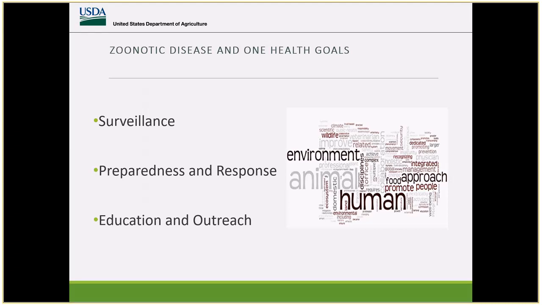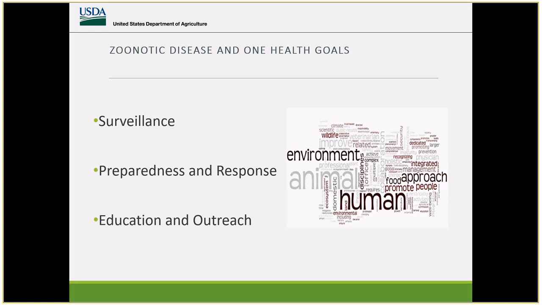For preparedness and response goals, we want to prevent, detect, and respond to zoonotic diseases and One Health issues as quickly as possible using a multi-sector One Health approach and strategies that protect animal agriculture, animal, and public health. We also want to identify and implement best practices for partnering and communicating with cross-sector officials and other One Health partners during zoonotic outbreaks and One Health events.